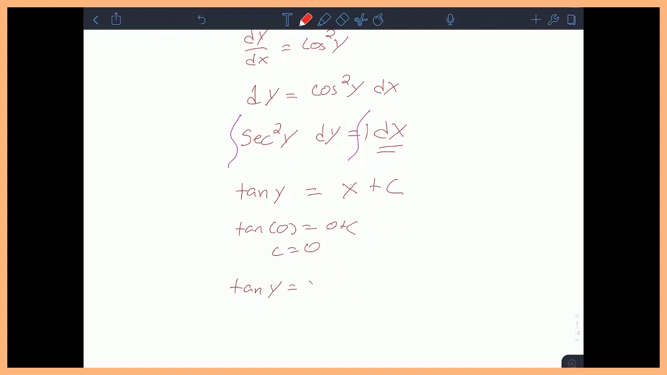So then I'm going to put that back in. Tan y equals x plus 0, which is just x. And solving for y, I just need to apply an inverse tangent. Tan inverse both sides, get y equals tan inverse x. Okay, so this is the solution passing through 0, 0.